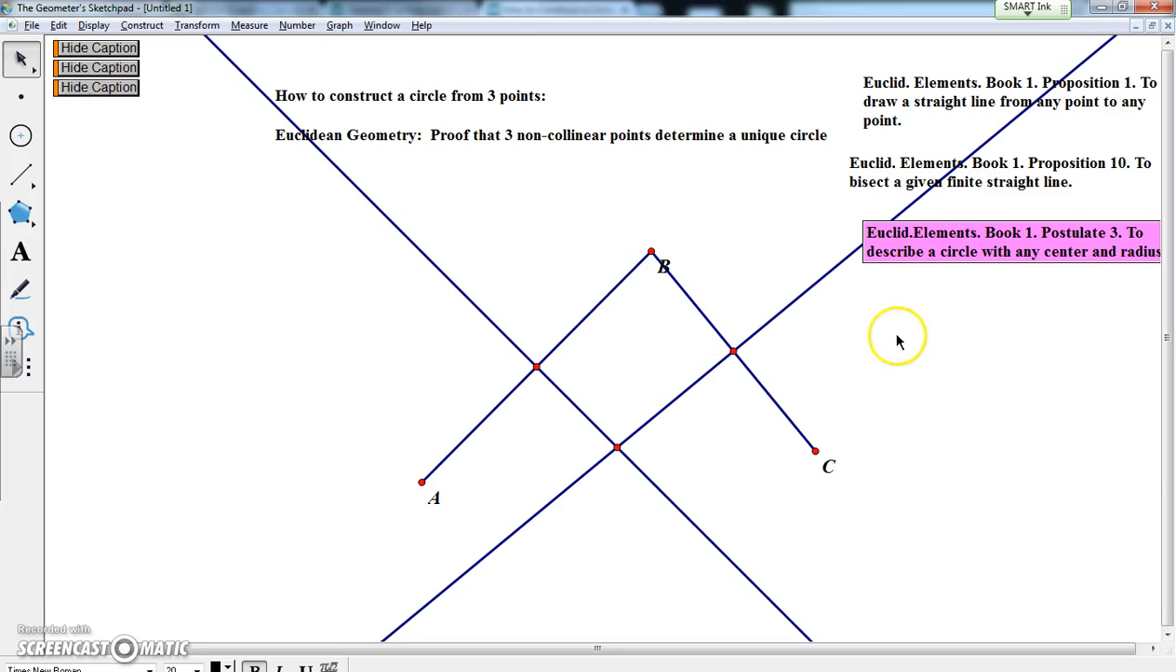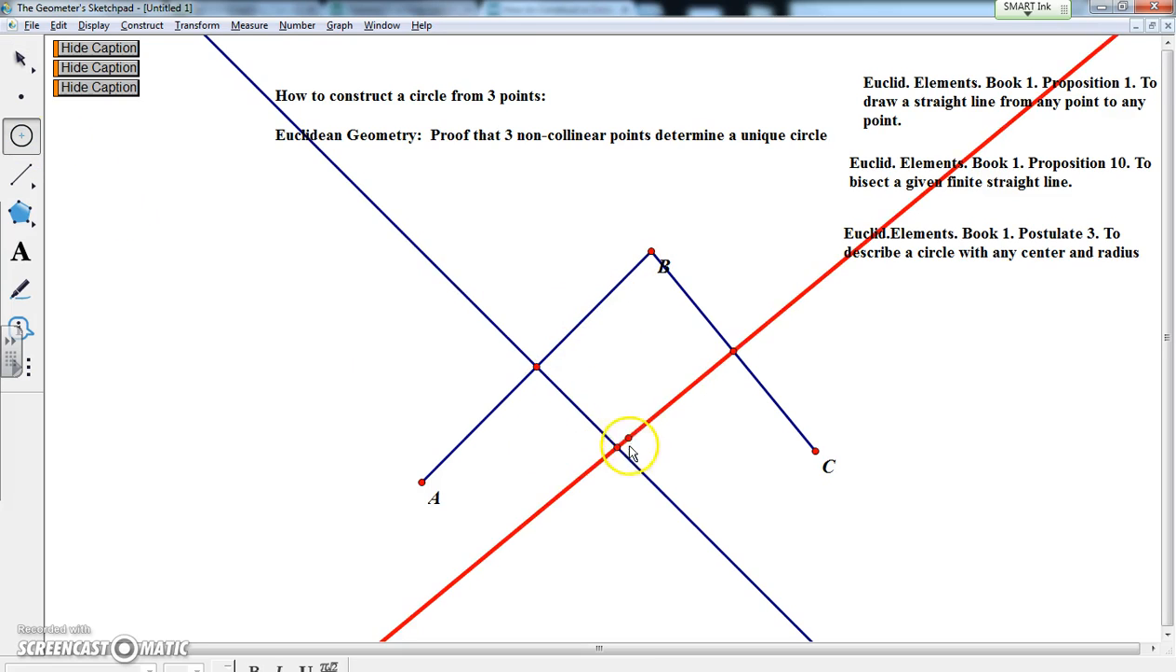And Euclidean construction would tell me, through Postulate 3, the original thing that he wrote in Book 1, that I can now describe a circle out of any center and radius. So what I've just constructed is my center point. This intersection right here is going to be my center point. And as we already knew, these 3 points were going to be on the edge of my circle. So any of these 3 points from my center point are going to be my radius.